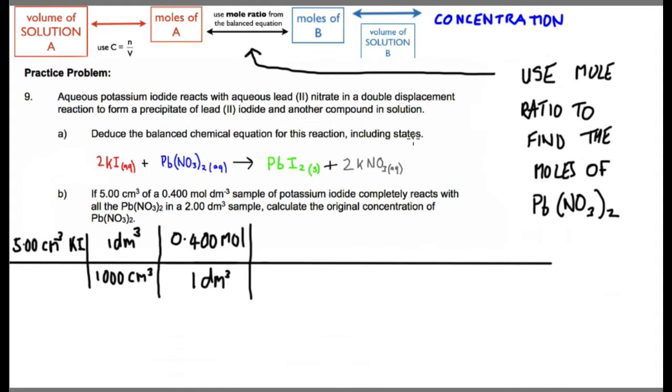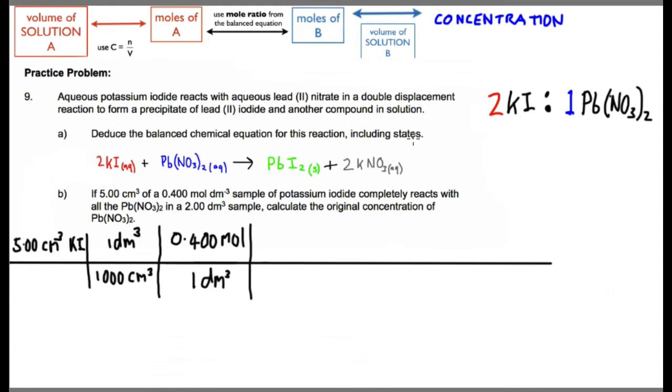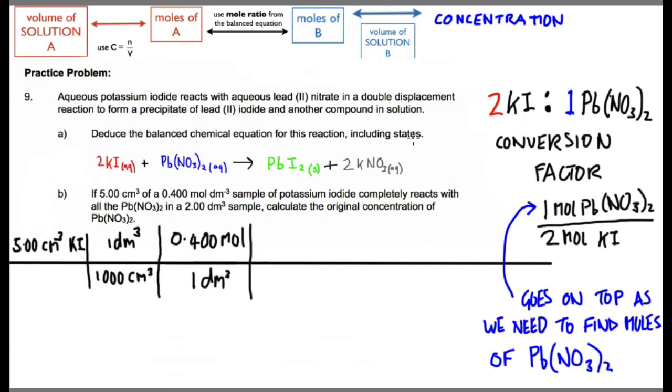Next, we can use molar ratio between the potassium iodide and the lead nitrate, and that's the molar ratio of 2 to 1. So the conversion factor will be 1 mole of lead nitrate over 2 moles of potassium iodide. The lead nitrate going on top, that's what we're trying to find.